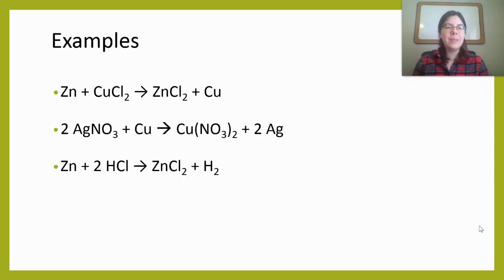Some examples of this, we have zinc by itself, and when it mixes with copper chloride, the zinc and the copper are going to trade places. But again, the zinc is by itself in the beginning, the copper is by itself in the end. The next one, we have silver nitrate and copper. When they combine, the copper and the silver trade places. And then finally, when we have zinc and hydrochloric acid, the zinc and the hydrogen swap places. So every single time we have an element by itself on the reactant and the product side, but it's something different.